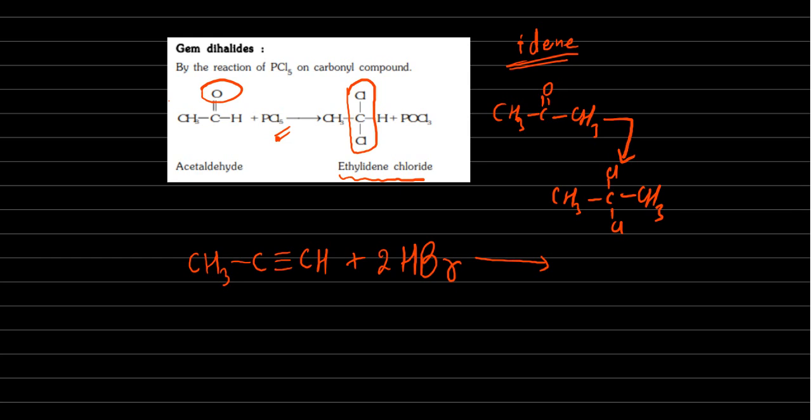CH3, CH2, that is ethyl. In the ethyl, two chlorines are there, ethylidene chloride. And one more process is there to prepare this geminal.